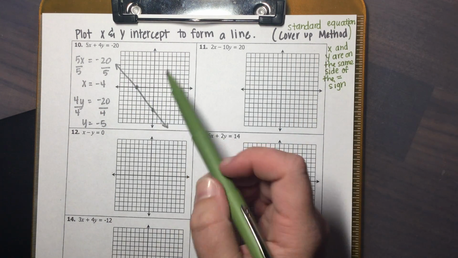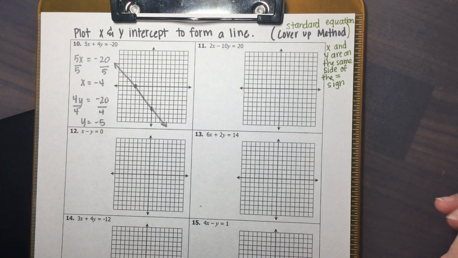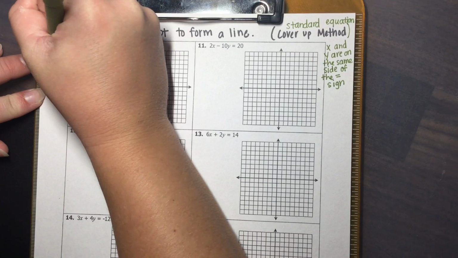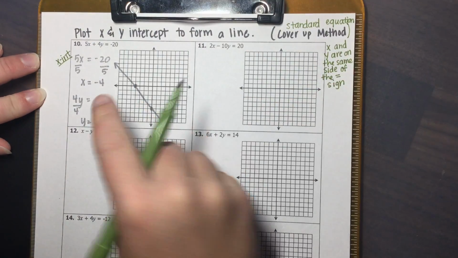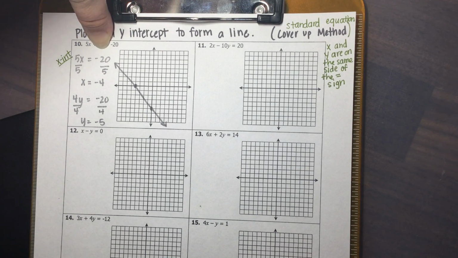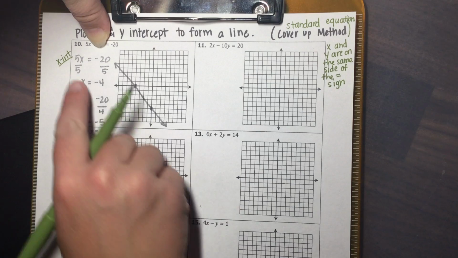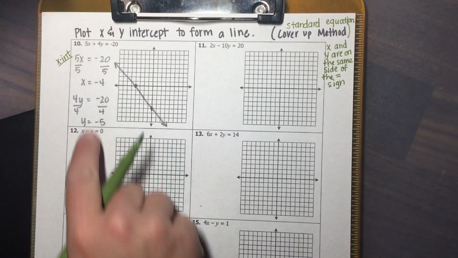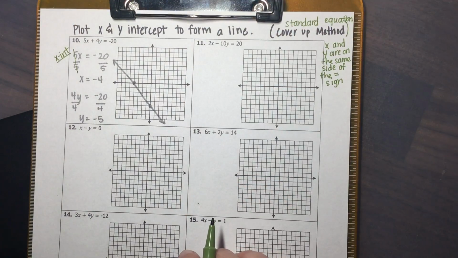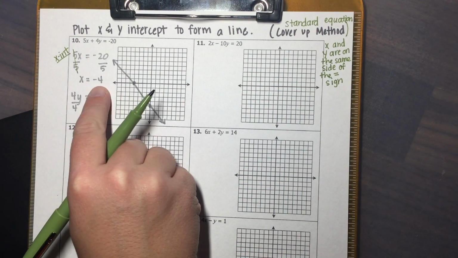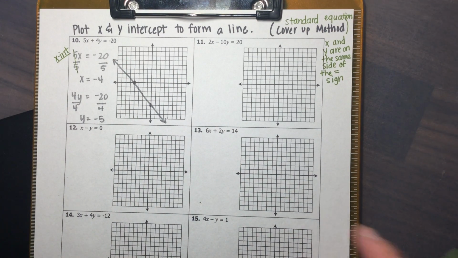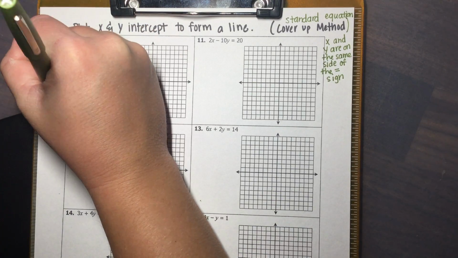All right? So I'm going to use my x and y intercepts. So I get to use my cover-up method. So if I'm finding my x-intercept, which we're doing right here, okay, I cover up my y. So if I cover that up, I now have 5x equals -20. 5x equals -20. Then I have to solve for x. So I divide by 5 on each side. Those cancel out. So I'm left with x equals -4 because -20 divided by 5 gives me -4. All right, then I have to find my y-intercept.